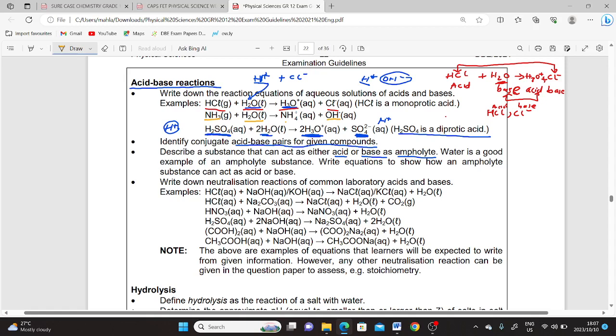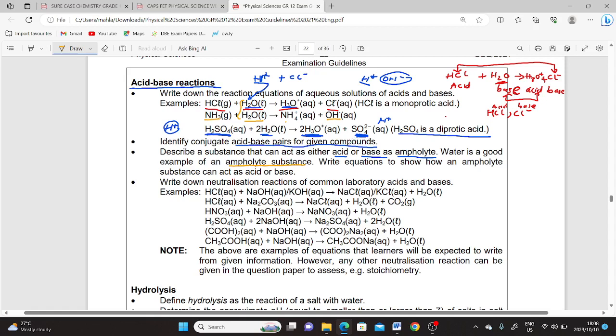So it means now this time, in reaction 1, water accepted, but in this one it donated. So once water can accept and donate, then it means this water is going to be called what we call an ampholyte, or an amphiprotic substance.